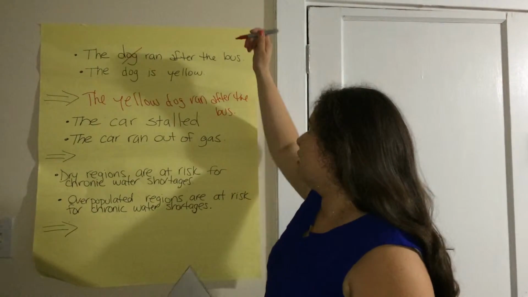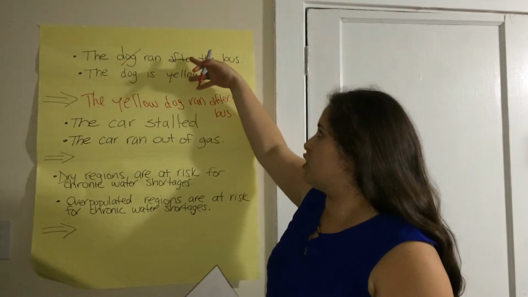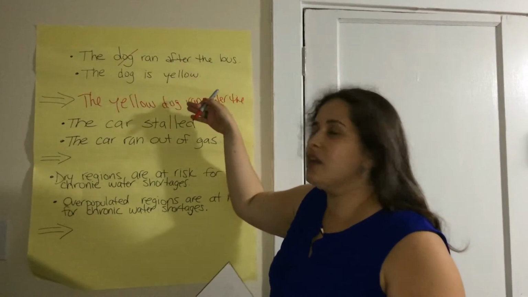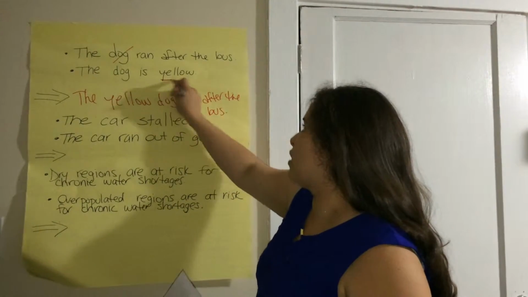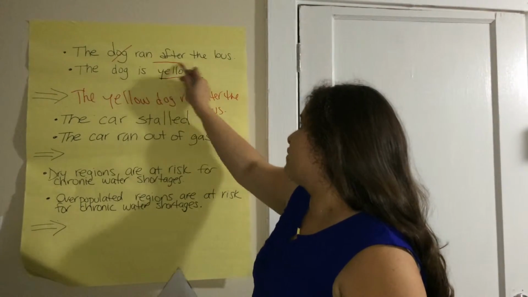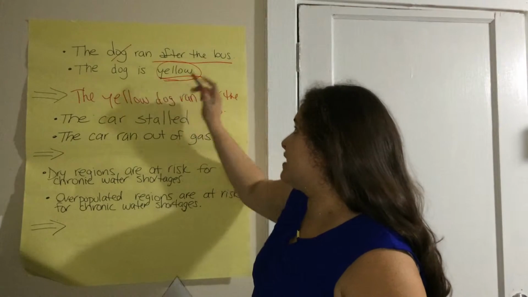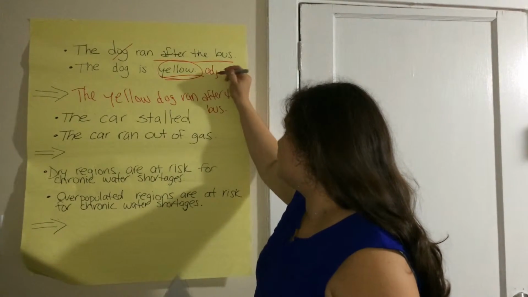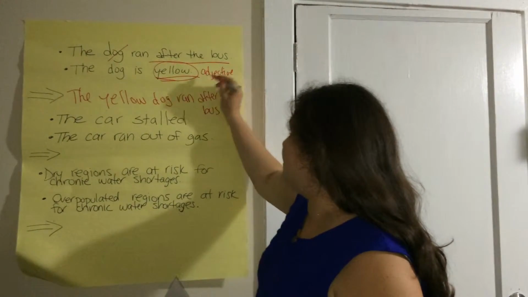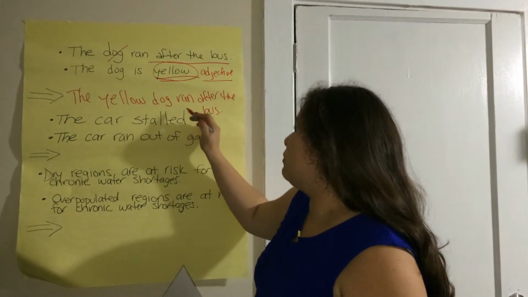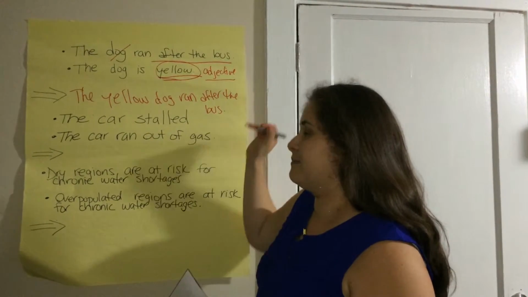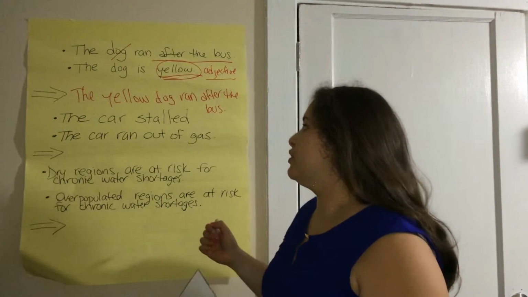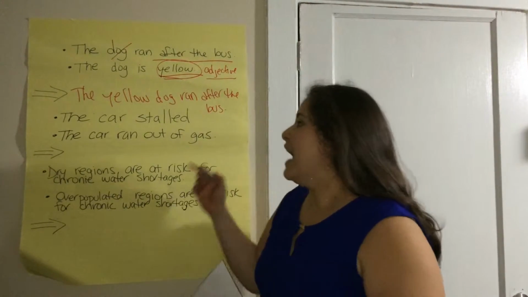That way, I'm still keeping the two concepts together, and I'm still keeping the main idea, right? The main idea is that the dog is yellow and that he ran after the bus. This is my adjective. I'm keeping my adjective, and I'm also completing the sentence with the action, which is that he ran after the bus, okay? Pretty simple, pretty straightforward.